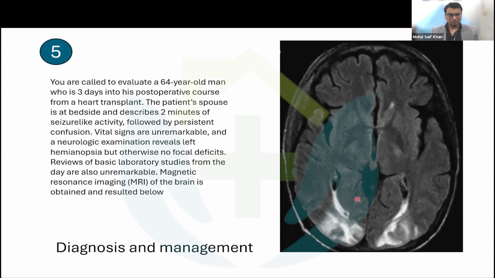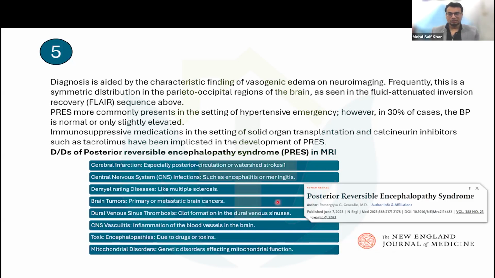Any chance that the patient may have a viral encephalitis in this case? There will be temporal enhancement in that case. That was exactly the next case, I will show you later. So this is PRES. But what are the differentials?